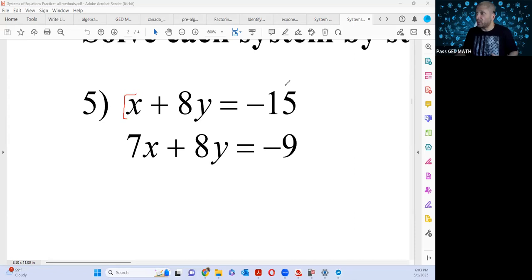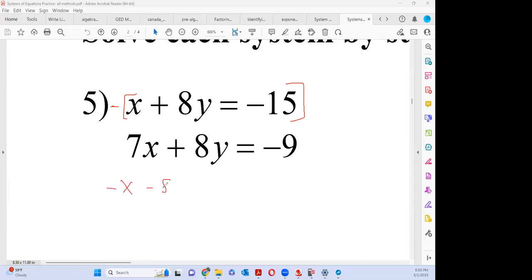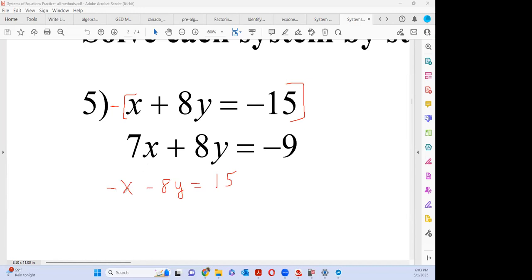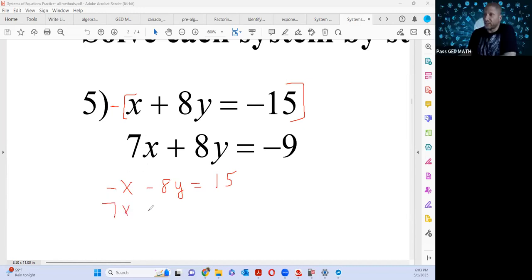What you want to do is take this first equation and multiply it by -1, or having a negative outside the parentheses. So what that will do is change the sign of everything inside. So this equation now becomes -x minus 8y equal 15. So the x became -x, the plus 8y became -8y, and the minus 15 became 15. Understand that? Okay. Now the second equation is exactly the same. 7x plus 8y equal -9.